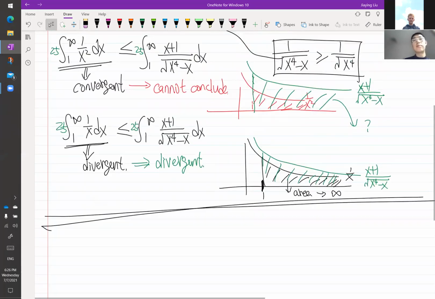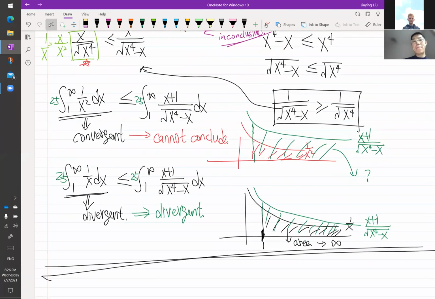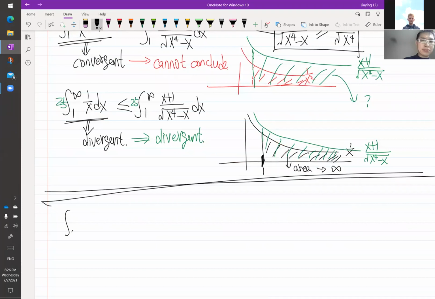Yeah, I had a question. It's the integral from 0 to pi of 26 times sine squared x over square root of x, dx. What is the question asking? Just determine if it's convergent or divergent. Okay.